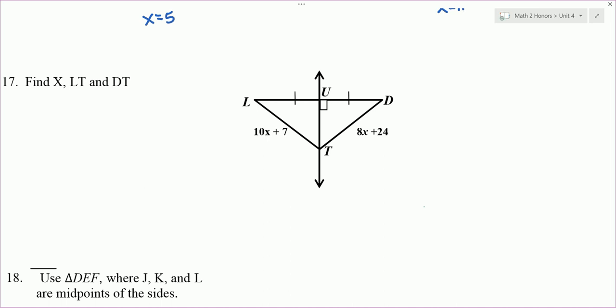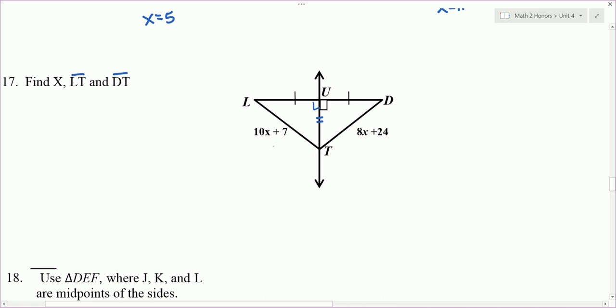Number 17. We need to find a few things. We need to find x, LT, and DT lengths. Studying the picture here, we have a perpendicular and two congruent triangles. Well, are they congruent? Yes, they are by side angle side. And so their corresponding parts are congruent.